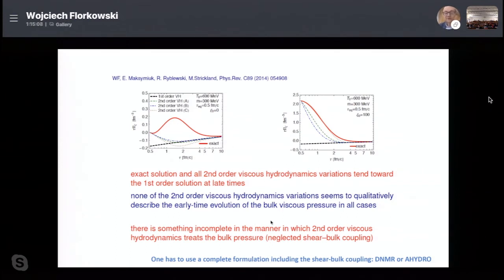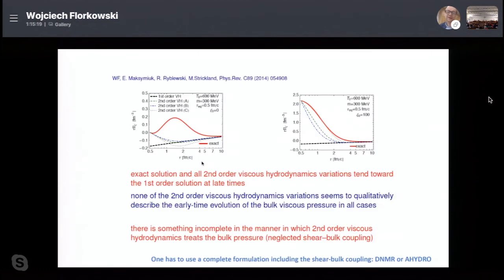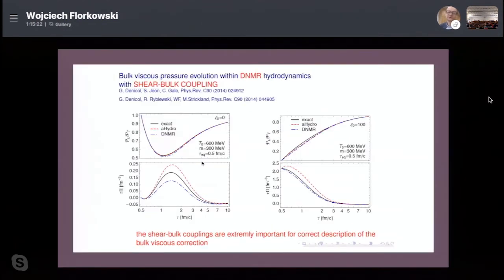Okay, and what is the solution to this? The solution is that all these very well-established Israel-Stewart-like hydrodynamic approaches do not include the coupling between the bulk and shear sectors. Such terms were identified only by the Frankfurt group. If you really do full DNMR with the terms that couple the bulk sector to the shear sector, you get, I would say, agreement with the exact solution.